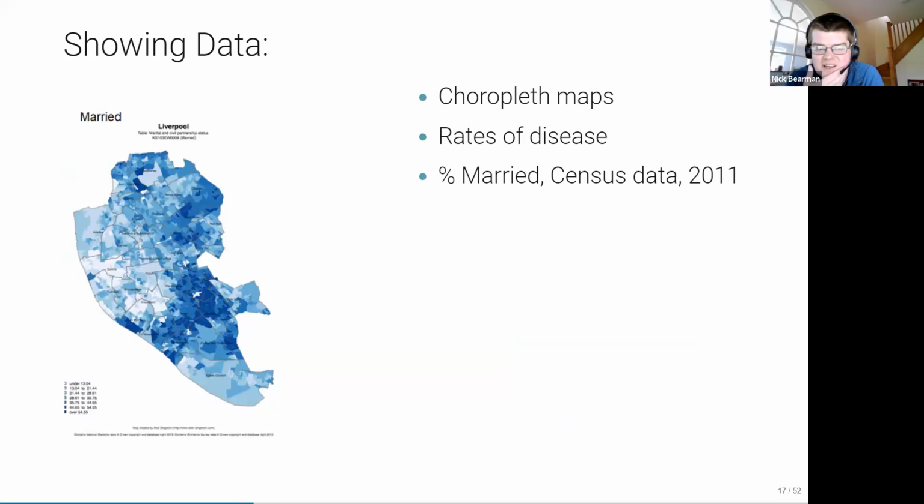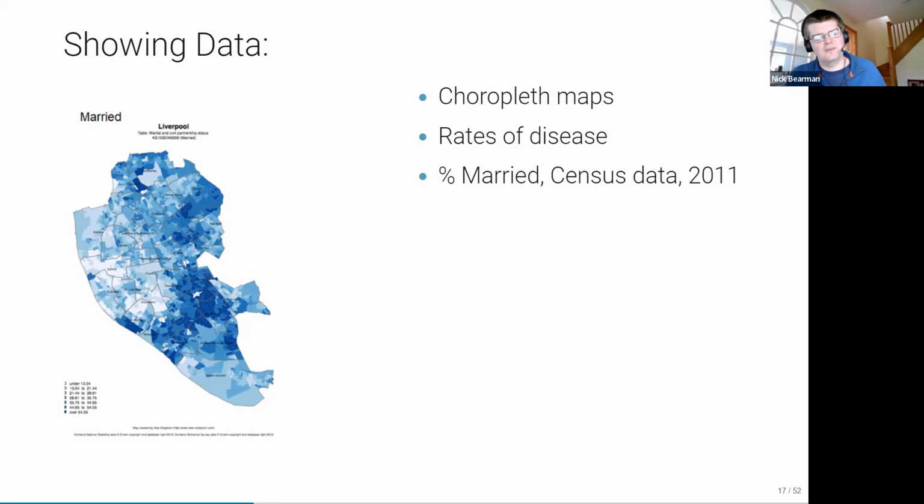We can use maps to show data. So these are what we call choropleth maps. So these are where we have the maps with different colors. We can show any sort of data that we want on them. So in the example, we've got the rates of marriage in Liverpool, but we can look at rates of disease. We can look at other census data. We can look at any data you want if you've got the data, which we'll get to in a minute.